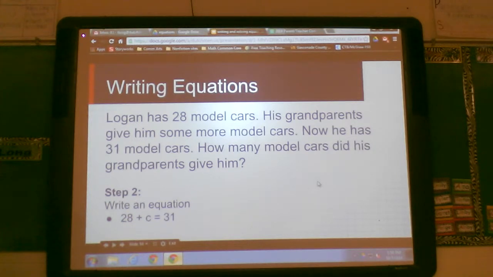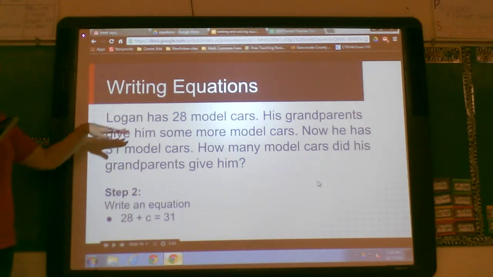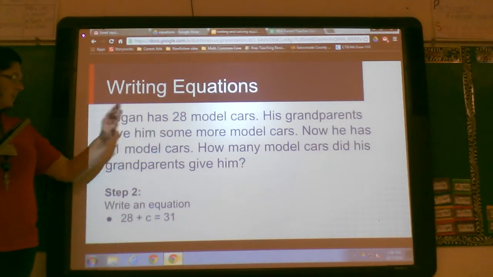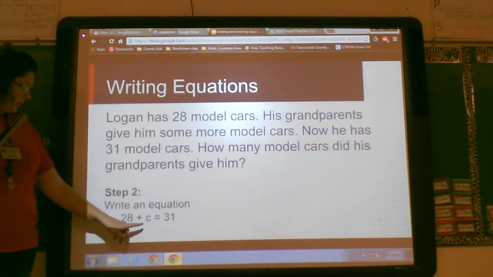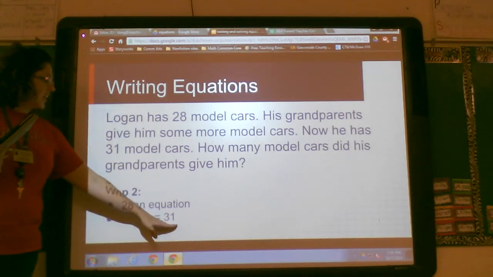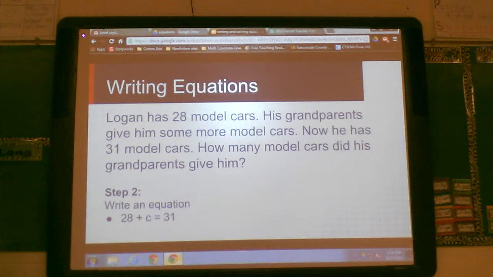Step 2, we're going to write an equation. Okay? So he starts with 28 cars. He's going to add how many cars his grandparents gave him. So that's C. And then he ended up with 31. So that equals 31. So our equation is 28 plus C equals 31.